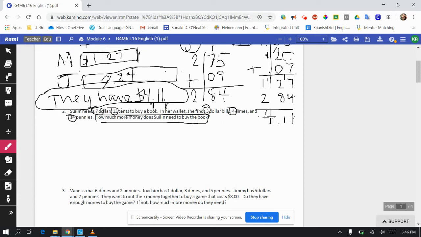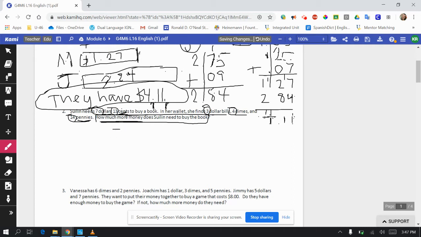Underline important information. All right, so these are $7.13. In her wallet, she finds $3 bills, 4 dimes, 14 pennies. How much more money? Okay, does that tell me to add, subtract, multiply, or divide? That tells me to subtract.